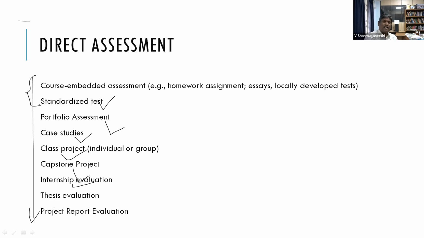In your college, you are conducting the standardized test, that is internal assessment 1, internal assessment 2. Then course embedded assessment, like you are conducting a classroom test every day, weekly or monthly. But most of the time you are asking questions in the classroom. Sometimes you are giving homework to the students. Homework means you are giving some assignment, some activity.